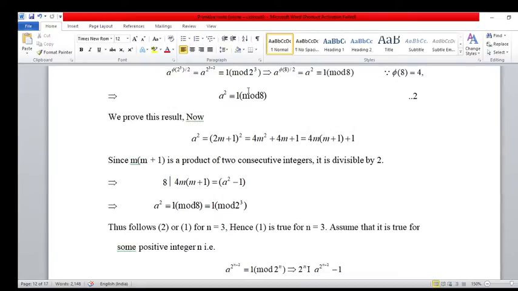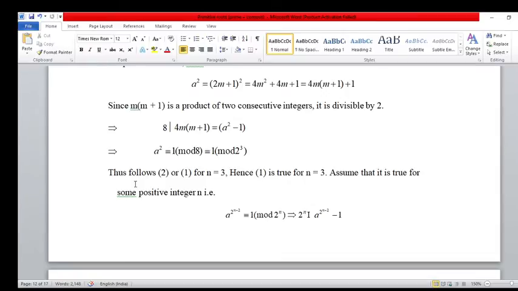So 8 is a divisor of a square minus 1, which is 4m into m plus 1, the product of two consecutive numbers. With the side change, the value of a square minus 1 is equal to this part, and this shows a square congruent to 1 mod 8, that is congruent to 1 mod 2 raised to the power 3. So again, this condition, equation 2, is complete. Thus equation 2, or equation 1 for n, is true, hence equation 1 is true for n equal to 3.